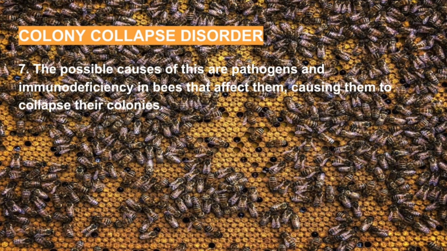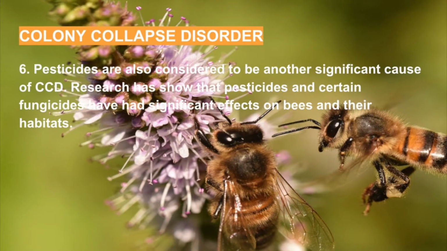Number 7. The possible causes of this are pathogens and immunodeficiency in bees that affect them, causing them to collapse their colonies. Number 6. Pesticides are also considered to be another significant cause of colony collapse disorder. Research has shown that pesticides and certain fungicides have had significant effects on bees and their habitats.